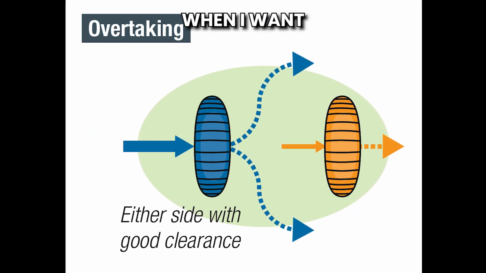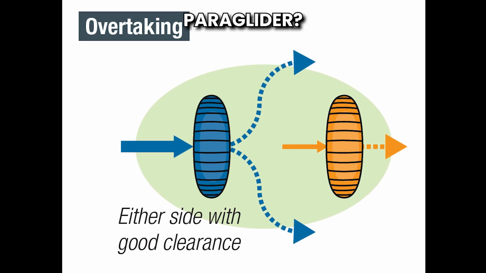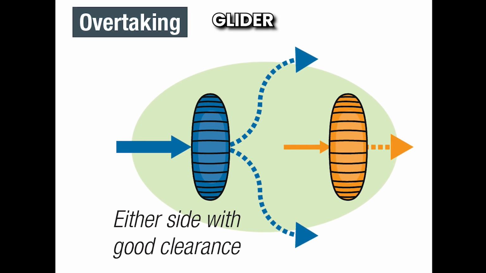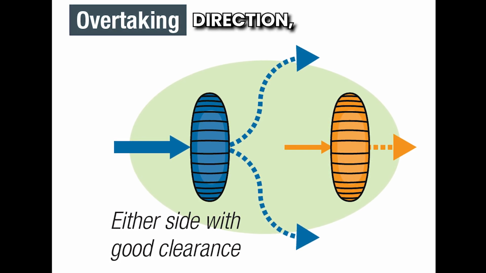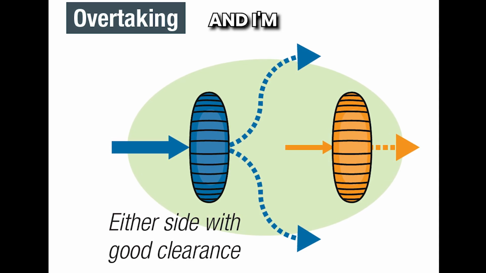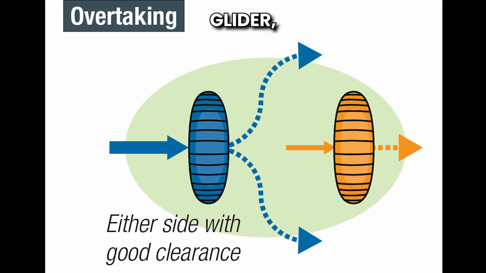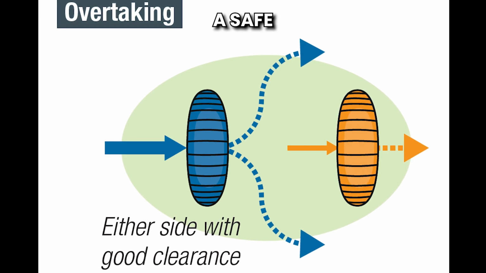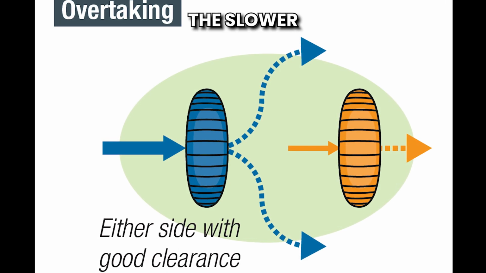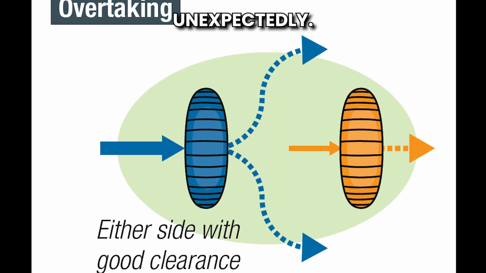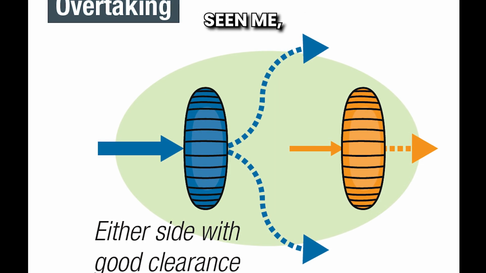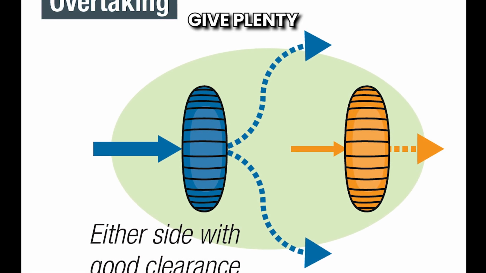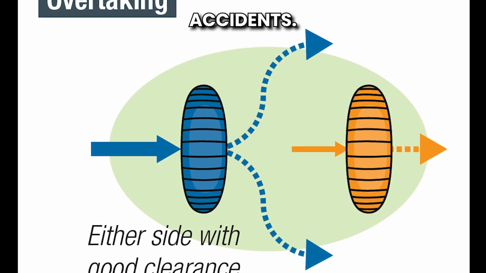Now, what happens when I want to overtake another paraglider? If I'm flying behind a slower paraglider, such as a school glider, and we're both flying in the same direction, for example, both heading south, and I'm flying a faster, more advanced glider, I can overtake the slower one on either side as long as I keep a safe distance. Remember, the slower glider might turn unexpectedly, and if I'm too close and they haven't seen me, we could collide. So, when overtaking, I must give plenty of space to avoid any accidents.